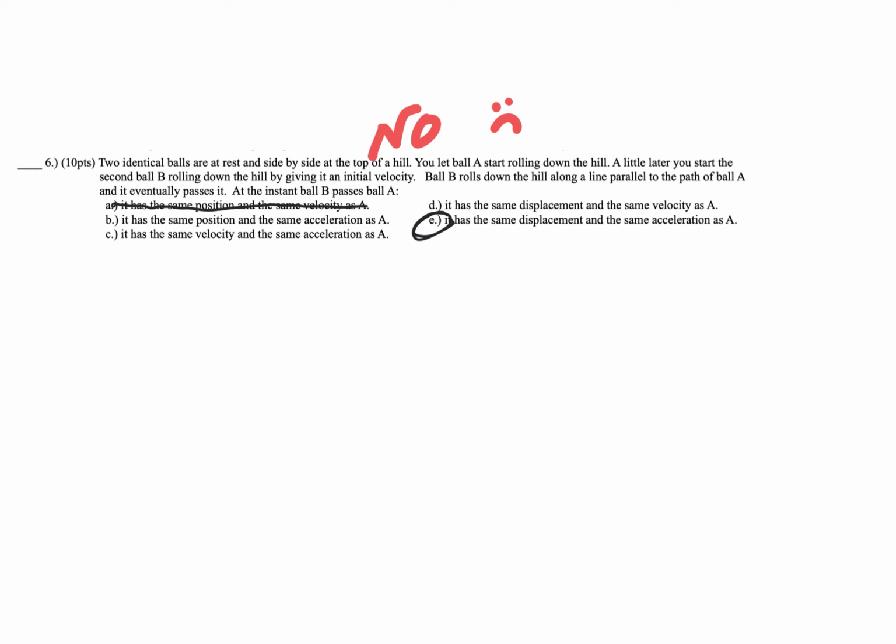So same displacement, meaning same displacement vector from the origin. Again, not the same position. The Pauli exclusion principle says two items cannot occupy the same point at the same time. Then it can't have the same velocity or it wouldn't be passing, so it has to have the same acceleration because it's on the same angle of inclined planes, so gravity is diluted the same.